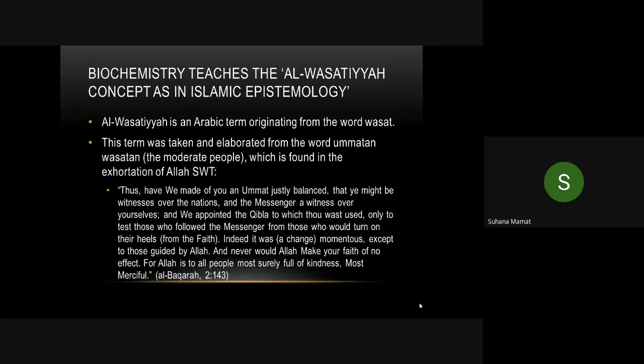The second thing is that biochemistry teaches the al-wasatiyah concept as in Islamic epistemology. What is wasatiyah? I'm sure many of you understand the meaning of wasatiyah. It is an Arabic term originating from the word wasat. This term was taken and elaborated from the words ummatan wasatan, the moderate people, which is found in the exhortation of Allah Subhanahu wa Taala.